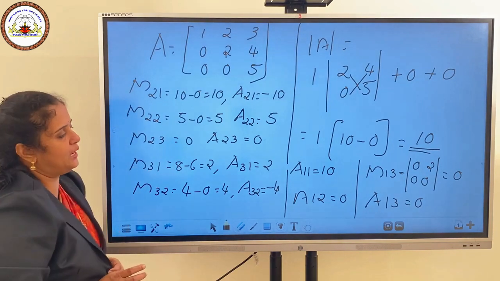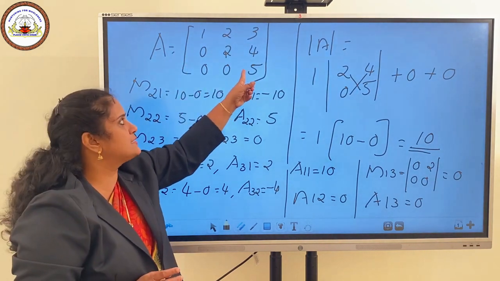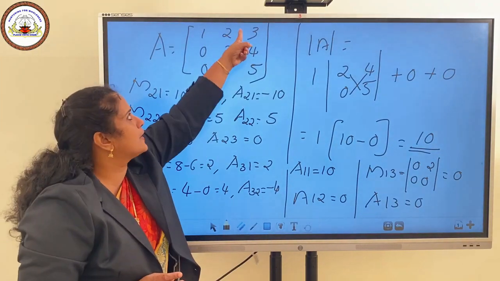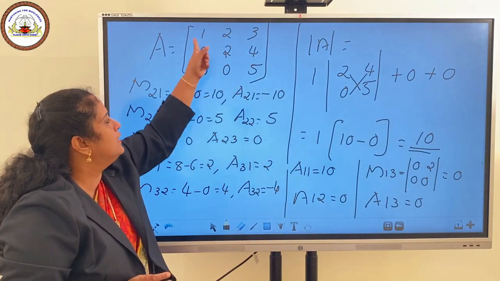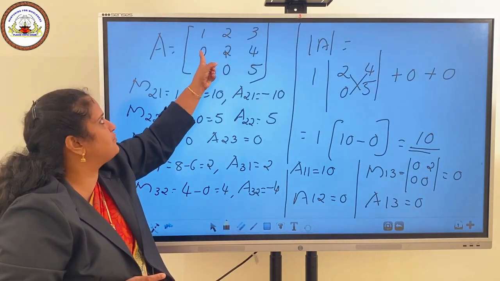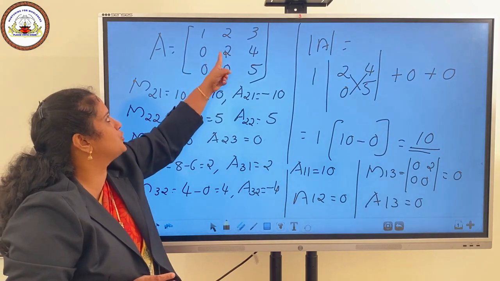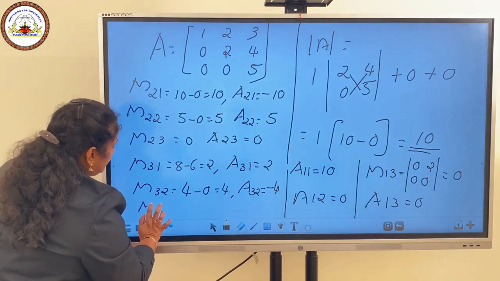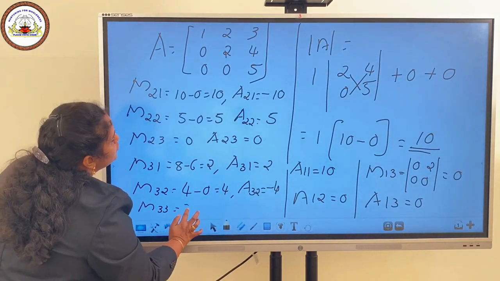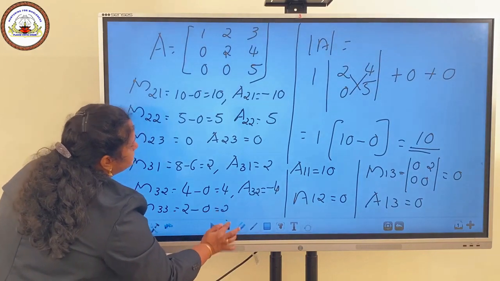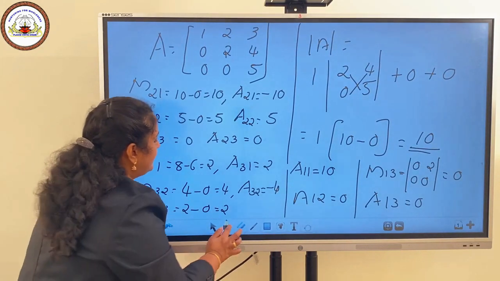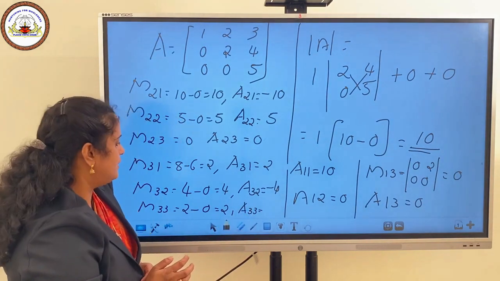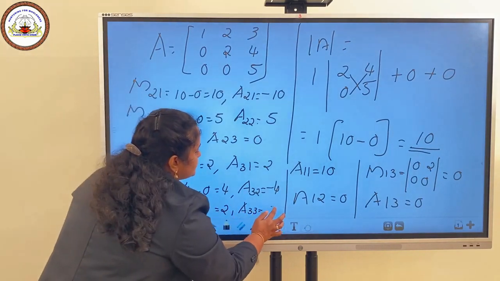Then we can write one more element. That means find the minor and cofactor of the last element. That is M33 is equal to, the corresponding rows and columns you should eliminate. The remaining elements you should write in the determinant form 1, 2, 0, 2. Cross multiply, 2 minus 0, the answer is 2. That is M33 is equal to 2. Then we can find the cofactor A33. The element is positive, therefore the answer is 2.